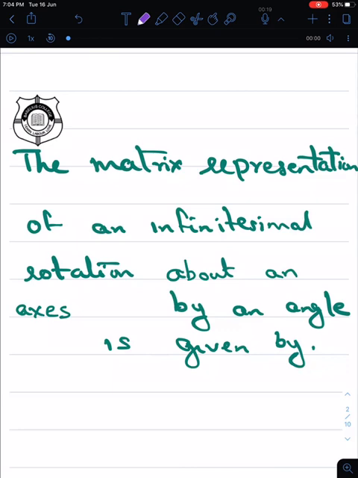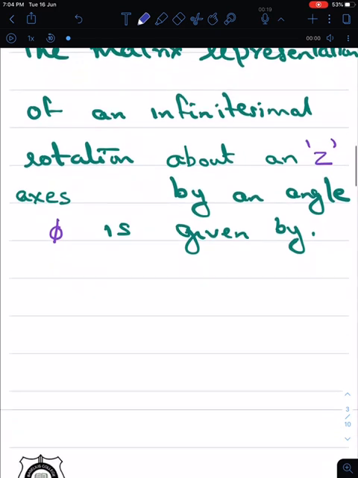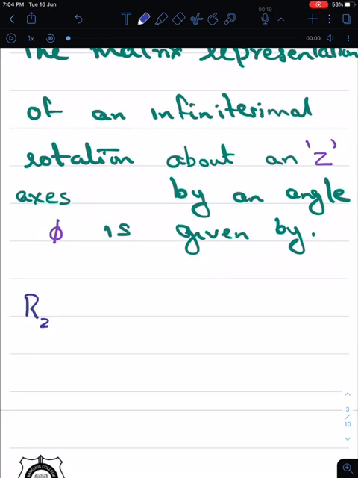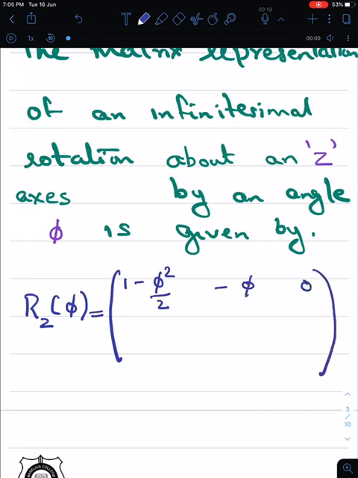The matrix representation of an infinitesimal rotation about the z-axis by an angle phi is given by R_z(phi) is equal to the matrix: 1 minus phi square by 2, minus phi, 0; then phi, 1 minus phi square by 2, 0; 0, 0, 1.